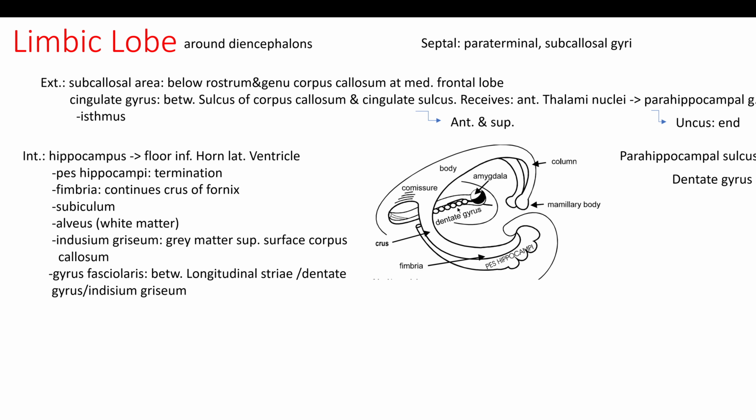alveus, which is white matter, indusium griseum, gray matter on the superior surface of the corpus callosum, gyrus fasciolaris, forming junction between longitudinal stria and dentate gyrus, indusium griseum, and the septum, fornix and mammillary body are also part of the limbic loop, connecting to the hypothalamus, thalamus, and the frontal lobe.